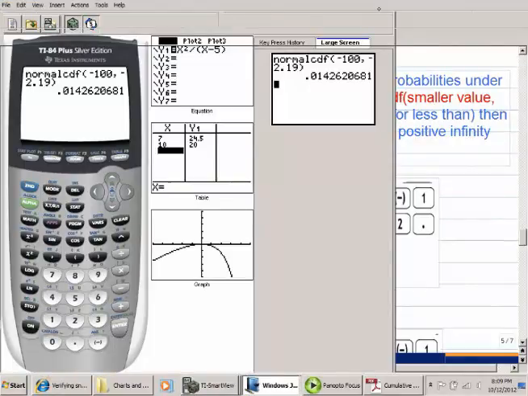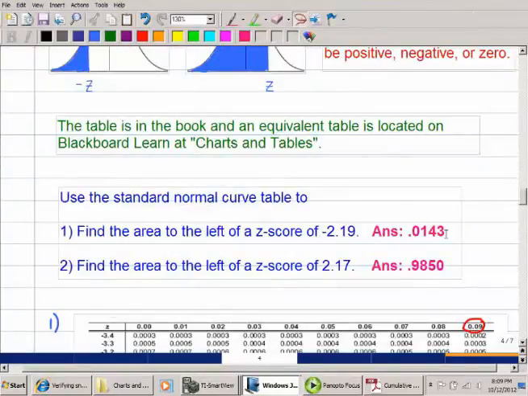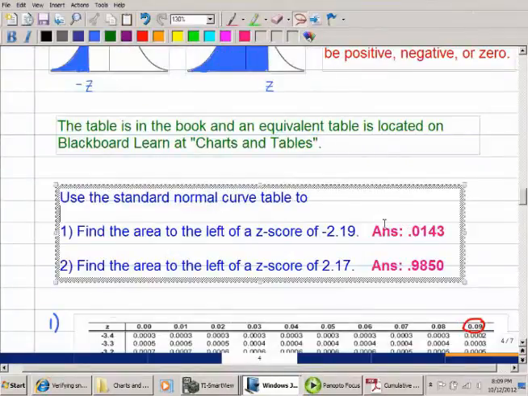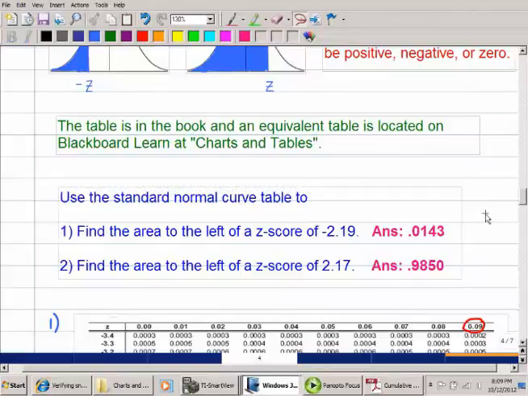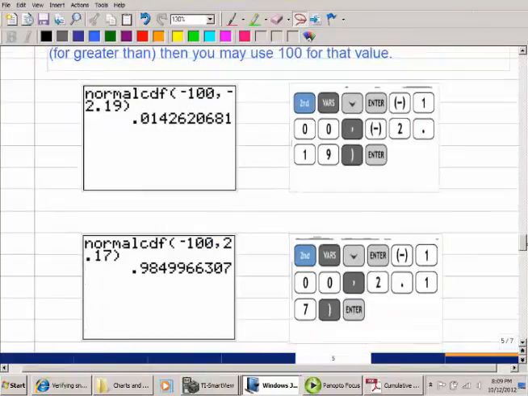0.0143. Rounded to 4 decimal places. And you look up here, and that was the value we got right here. That was the chart value, 0.0143. So that worked just fine. You can do it that way too if you like. Now notice for the next one, it's also less than. So we started at negative 100, but I put in positive 2.17 as my upper value. So it's a lower value, upper value.